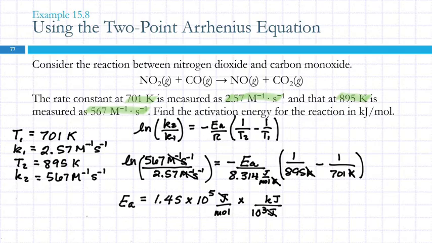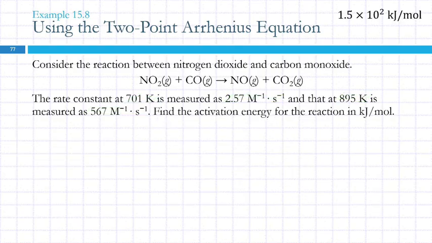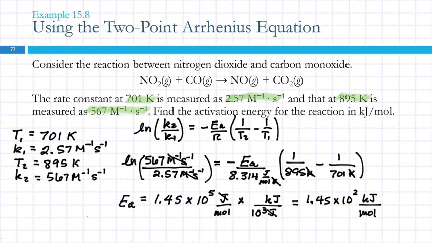So I'm going to take my number here and divide by 1 times 10 to the 3, and I'm going to get 1.45 times 10 to the 2 kilojoules per mole. Yeah, 145. But I remember from yesterday that they wrote 1.5 times 10 to the 2. So they felt like they should have 2 sig figs. Mine would round to the same. Any questions?